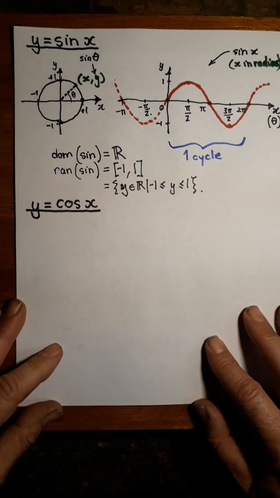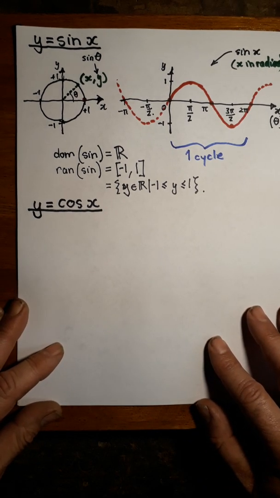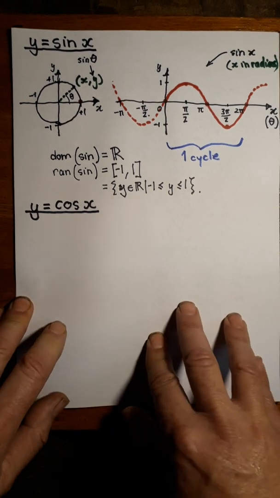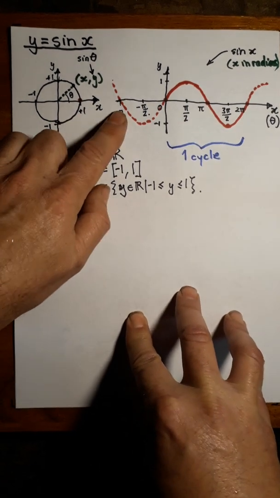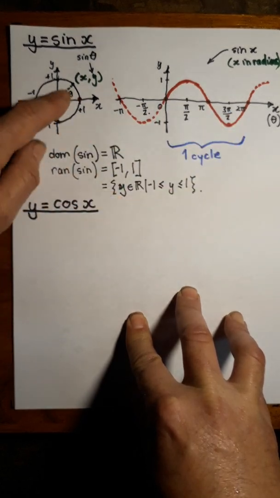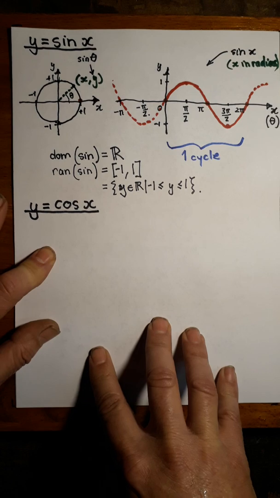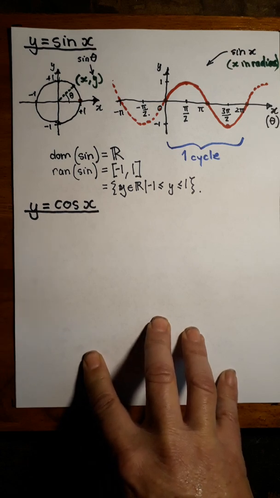Let's do some maths. Let's continue on with what we were working on before. We plotted sine x quite roughly off of the unit circle. Let's see if we can do the same with cosine of x.